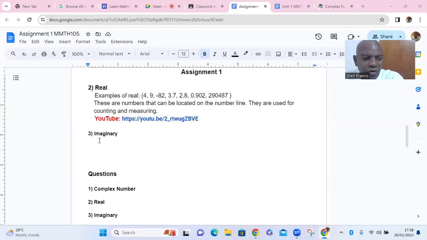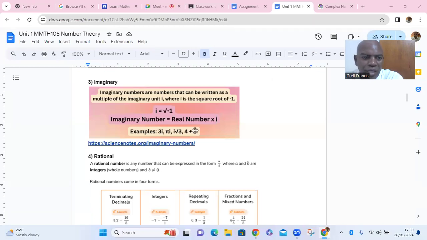So we are now moving on to what is an imaginary number. We are now in Unit 1 and we are looking at the information with regards to what is an imaginary number. Imaginary numbers are numbers that can be written as a multiple of the imaginary unit i, where i is the square root of -1. So the letter i, which stands for imaginary, is used to denote that number, the square root of -1.